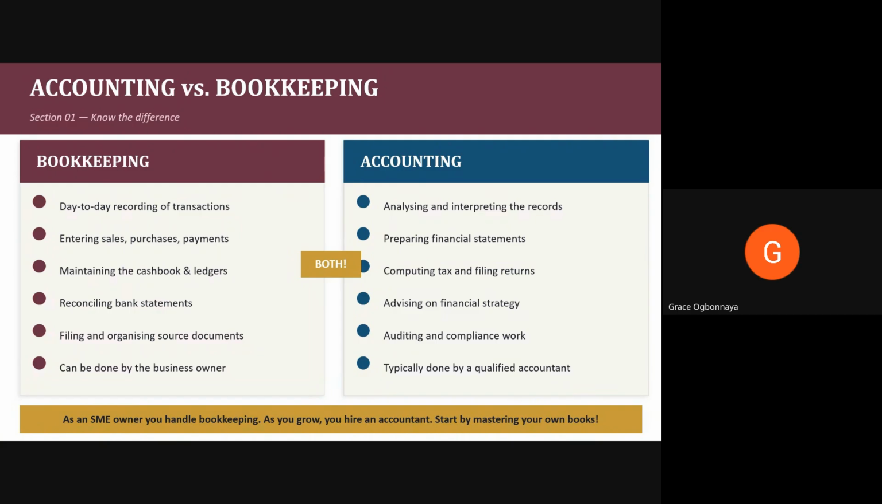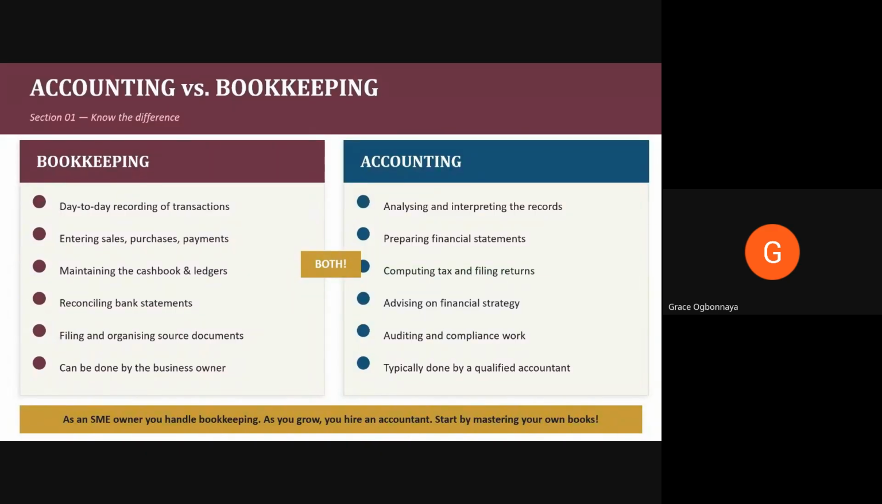Now, accounting is like a step further. You are now using this record that you have kept. You're now analyzing and interpreting them. You are preparing financial statements with them. You are computing tax. Oh, okay, VAT is this rate. Okay, you sold this. Maybe your goods are charged VAT. Now you need to remove the VAT so that you can remit it to government. That is accounting. You're now thinking of what strategy you can make. Is it to cut down costs, or to increase revenue, or increase adverts? Whatever it is, you are doing strategy.